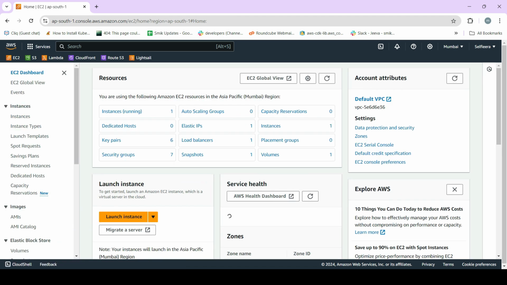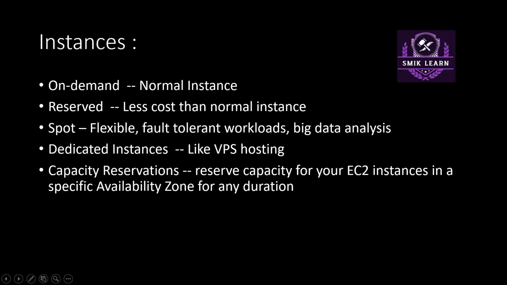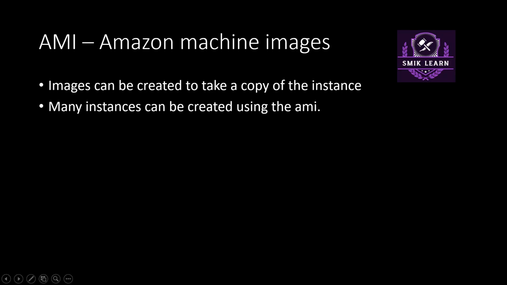Next, we'll come to the next one, that is called AMI, Amazon Machine Images. Actually, Amazon Machine Images is nothing but we can create AMI images using the instances. It is like a backup of the instances. From an instance we can create an image, and that image we can use for creating other instances.